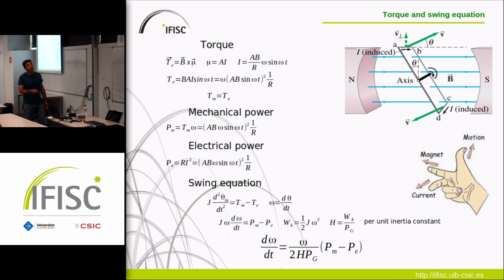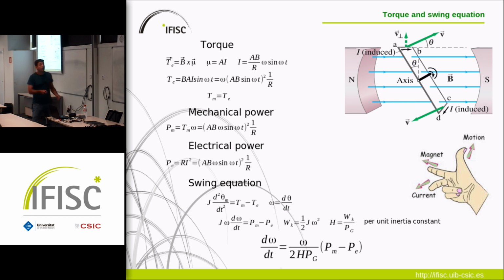And then, just make some conversion. This is the kinetic energy of the power plant, of the rotor, which is rotating, and we define the H, which is the inertia constant of the machine, in units of the nominal power of the power plant. Then with this, we write this equation, which is the final one, the swing equation, which is the derivative of the frequency. So the angular acceleration is proportional, well, there is a frequency here, to the difference between the mechanical and the electrical power.